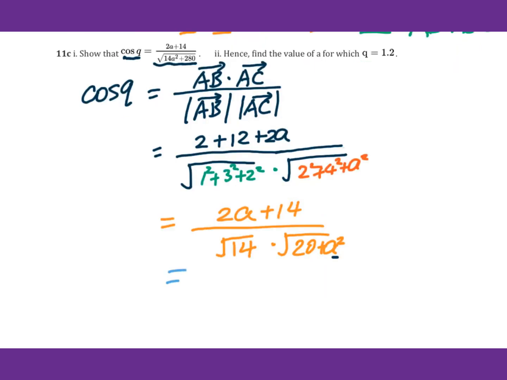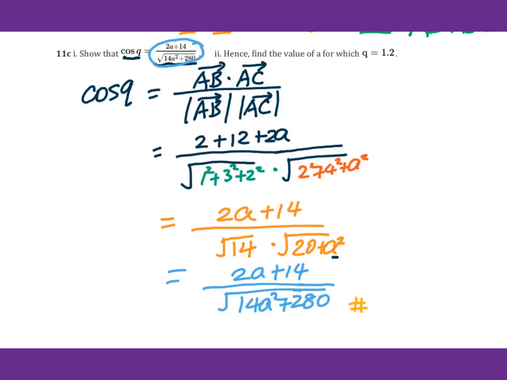When you prove something, you always check what's going on here. We need to multiply by these two square roots. So I have 2A plus 14. 14 times 20, that's 280. 14 times A squared, that will be 14A squared plus 280. That's you finish proving.